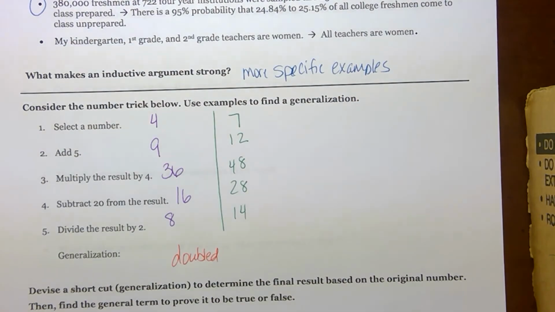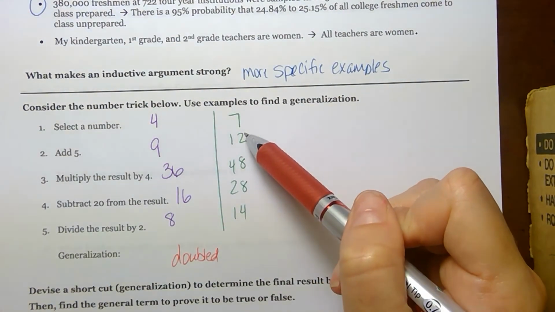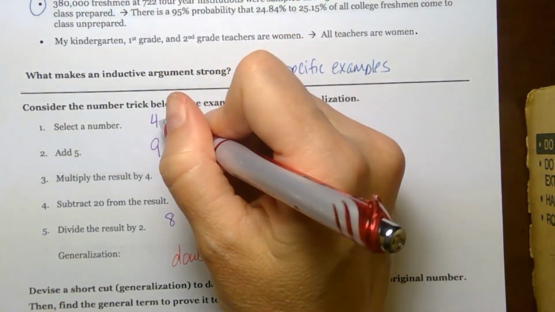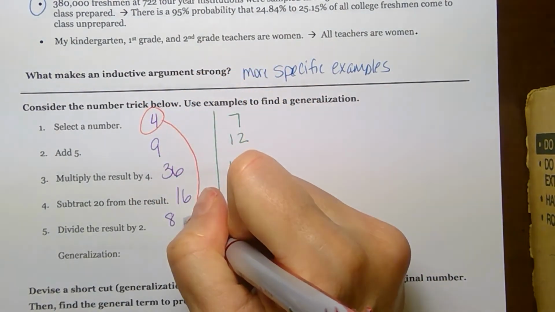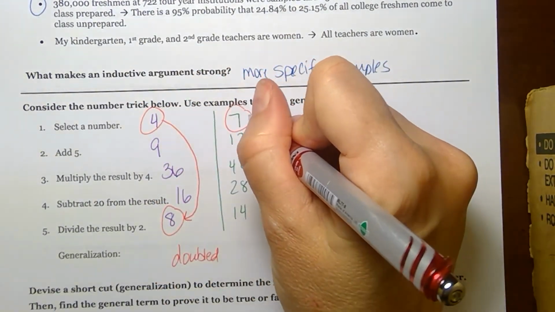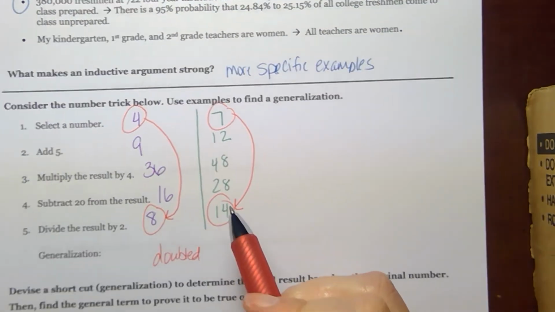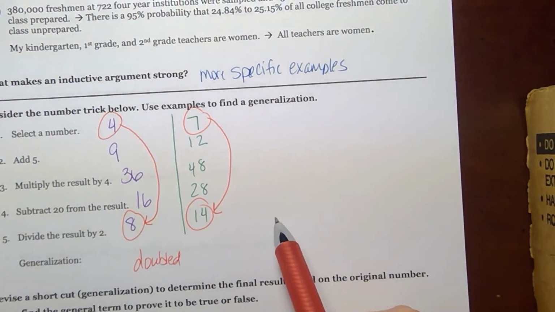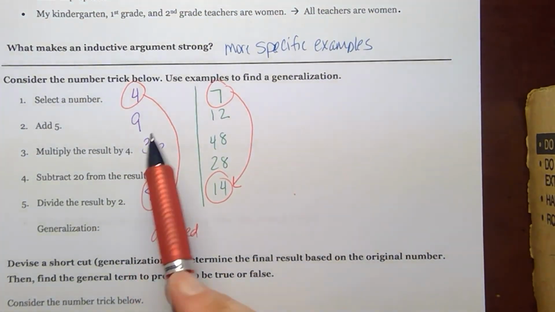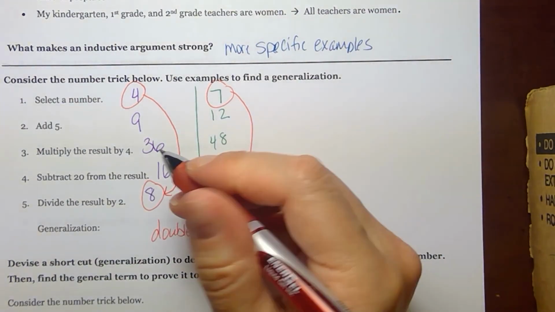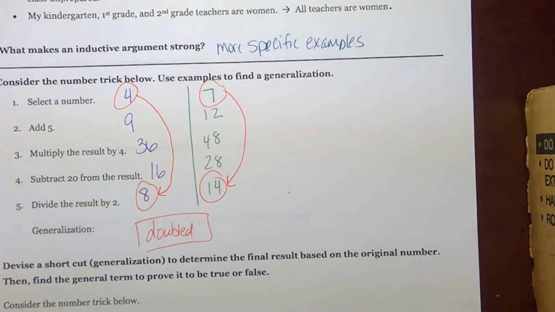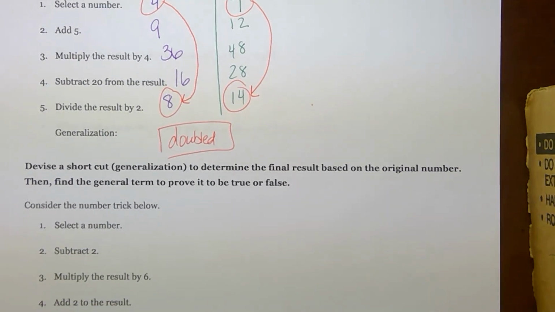If you got lucky, then you chose 7 as well, and I'm checking your math for you. But when I started with 4, I ended up with 8. When I started with 7, I ended up with 14. You probably have a different example that you worked out. Hopefully, your example showed that when we do these steps, it doubles our original number.